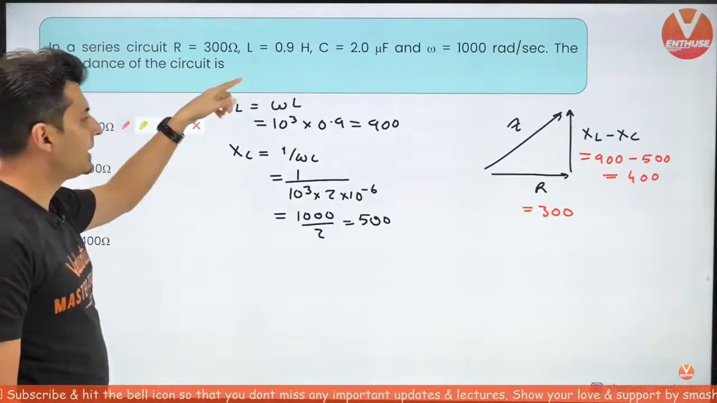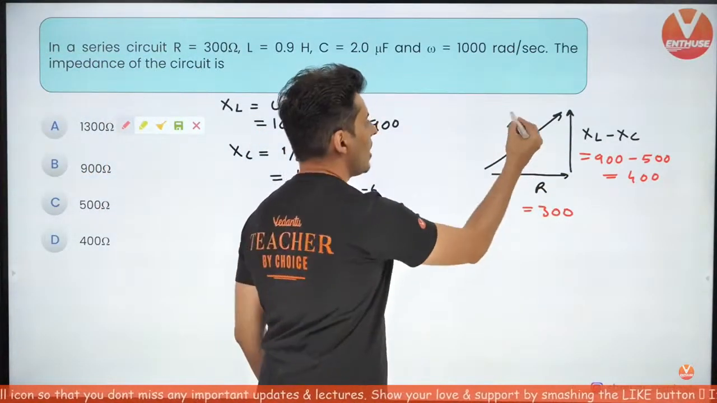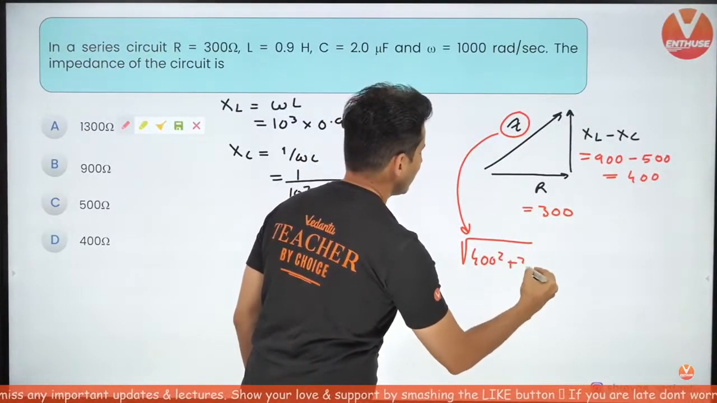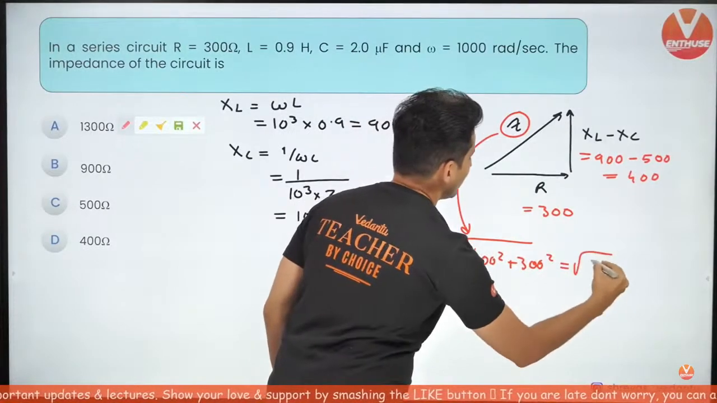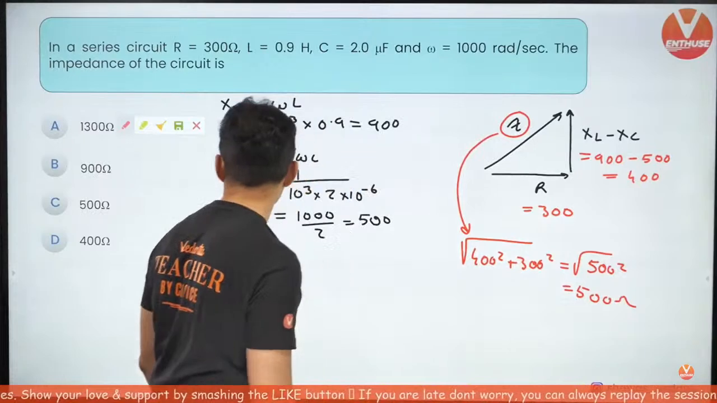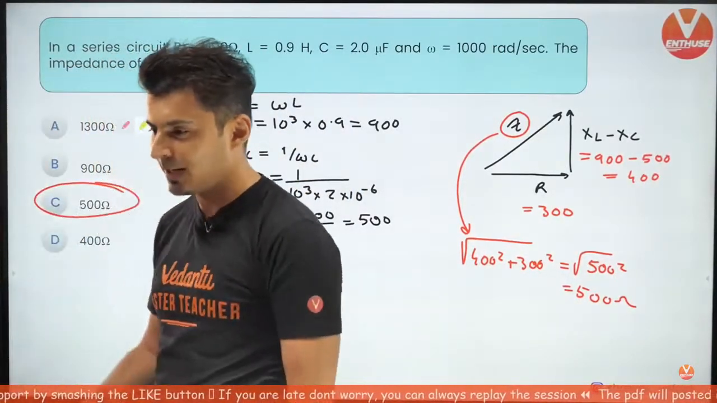The question says, what is the impedance? Pythagoras, that's it. This is 400, this is 300. How much will Z be? Obviously the root of 400 square plus 300 square, which is the root of 500 square, which is 500 ohms. That's it. So where is it? Option C. Done. Very good.